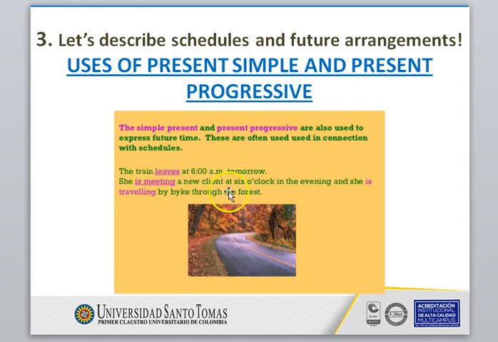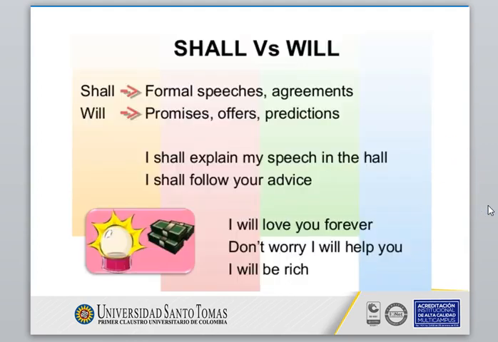Number two, she's meeting a new client at 6 o'clock in the evening and she's traveling by bike through the forest. Okay, in this particular case, we are using progressive form or continuous form because this person has already planned everything. You know, the time, the place, the transportation. So when you're pretty sure about what's happening at a specific time in the future, you are welcome to use present progressive as well.